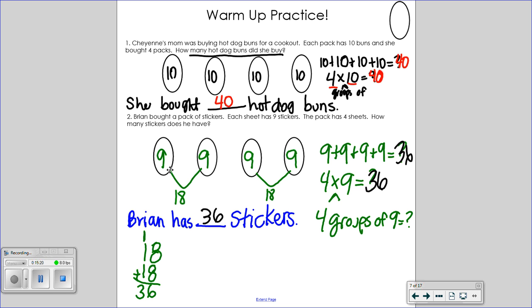What would not be reasonable? Grace, what would not be reasonable? 11 would not be reasonable. While it is bigger than our factors of 4 and 9, if you have 4 groups of 9, you're probably going to have way more than 11. What if I said Brian has about 40 stickers? Is that reasonable? Yes, because 36 rounds to 40. Is it right? No. But it is reasonable.